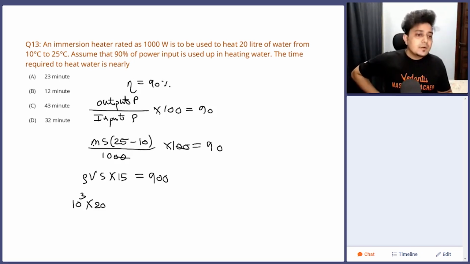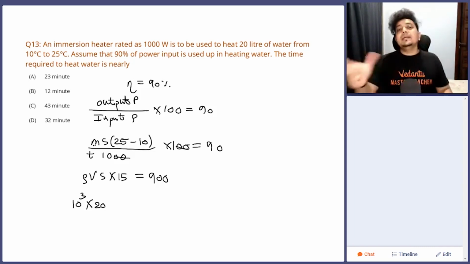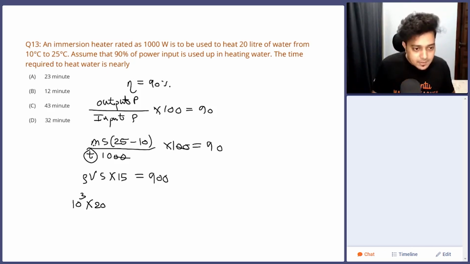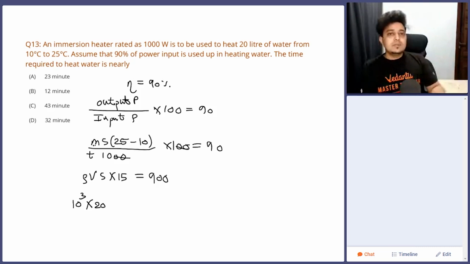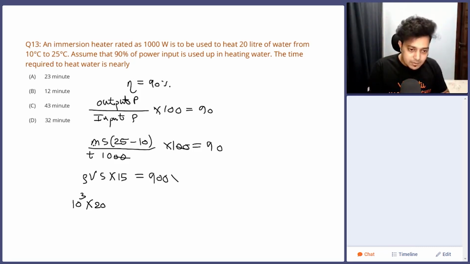I think this is divided by time. Time is missing here because this is just the heat absorbed by the water. Divided by time will be the output. I did not include time here because m s delta T is just the heat absorbed, or heat given to the water. Divided by time will be the output. So the time term will be there. Time term shifted to the other side, right?